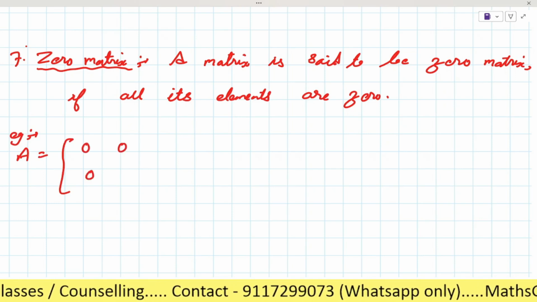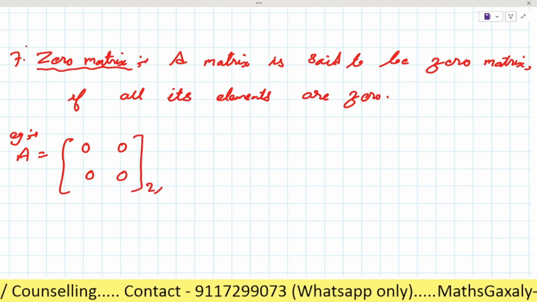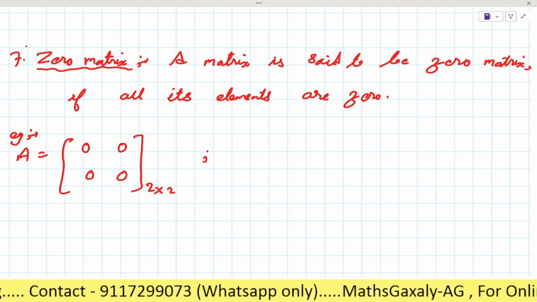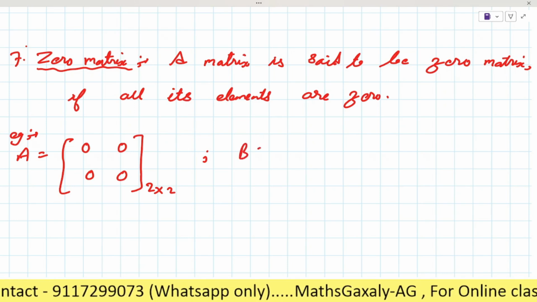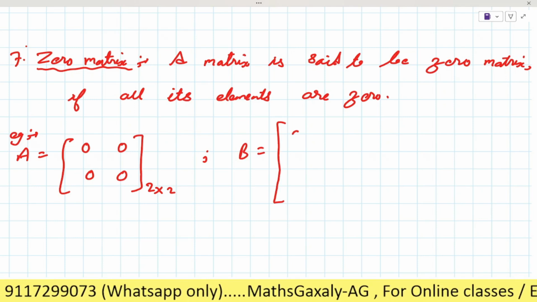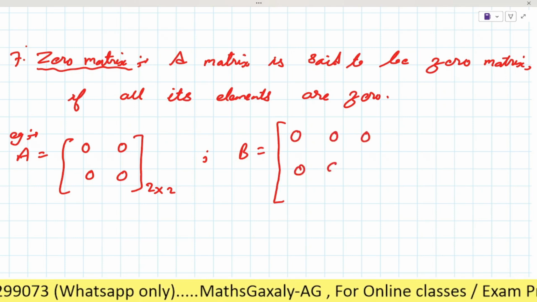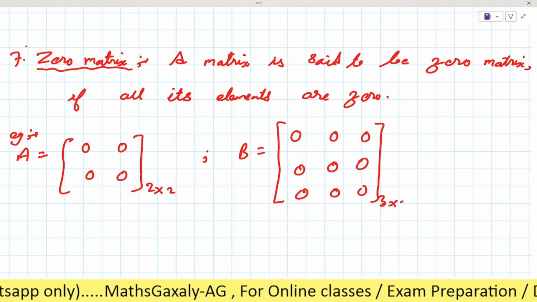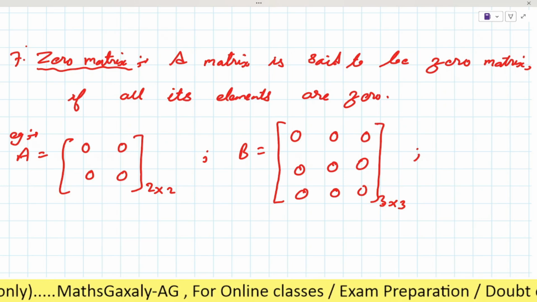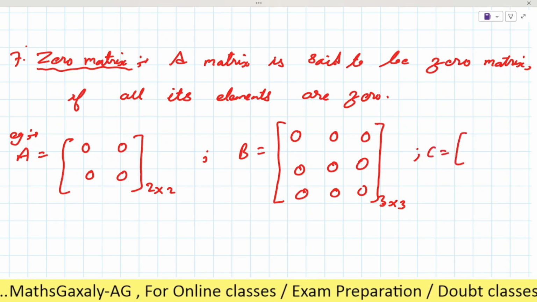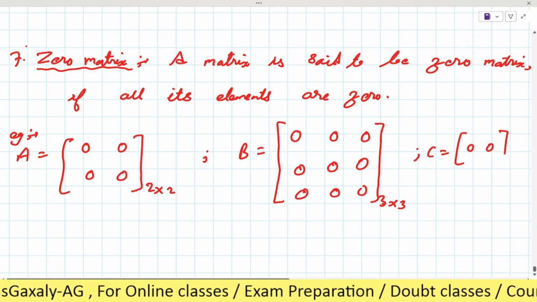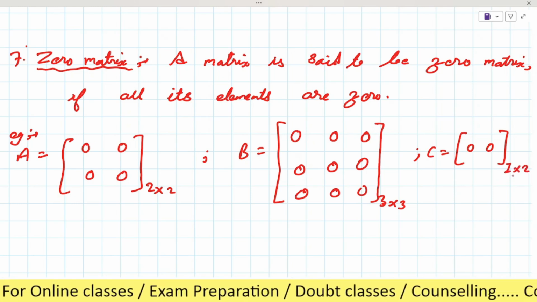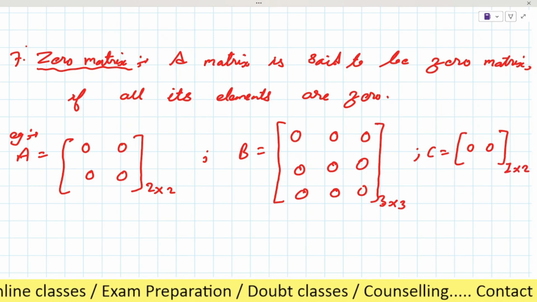As an example, suppose there is a matrix A of order 2 by 2. Here we have to keep all the elements as 0. So this type of matrix will be known as a zero matrix. Suppose B is a matrix whose elements are all 0. This is a matrix of 3 by 3, so it will also be known as a zero matrix. There is one more. Suppose there is a matrix of order 1 by 2, with only 1 row and 2 columns. This matrix is also known as a zero matrix.